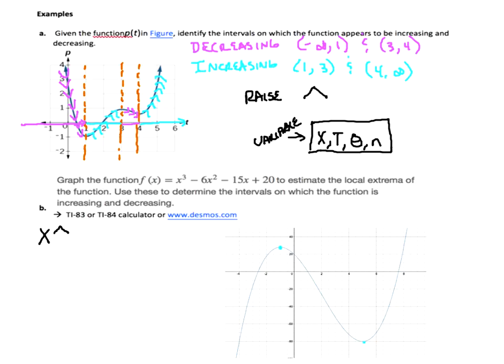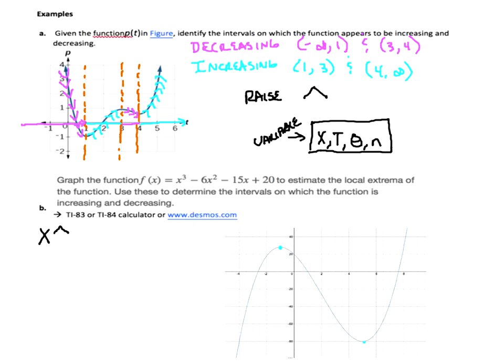Having to do this from the back side of the calculator. Okay, my finger's pointing at the variable button right now. X, T, theta, N. And then your raise to button is over here on the right where my finger is pointing. That's how you raise to a power.